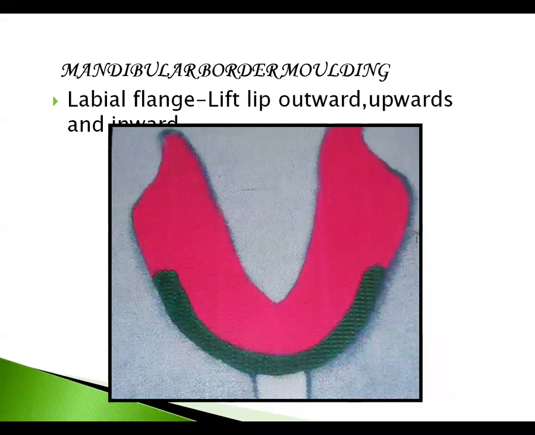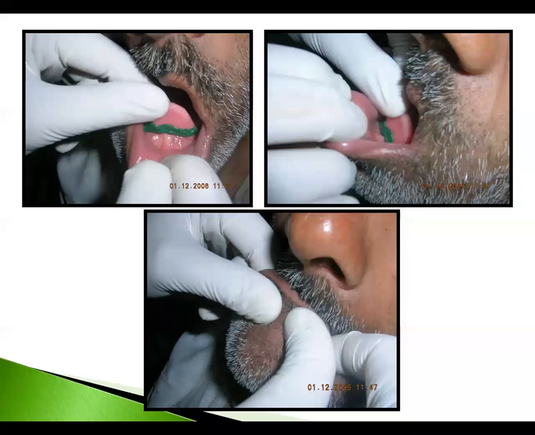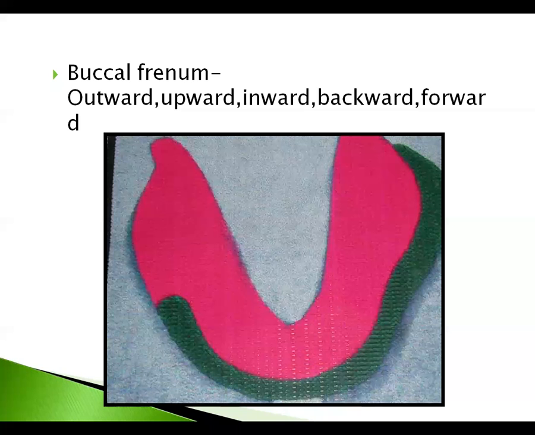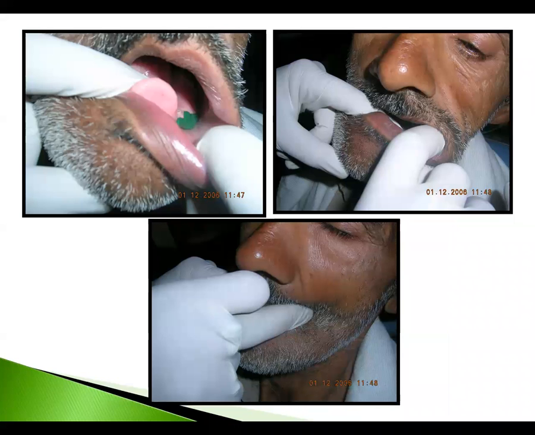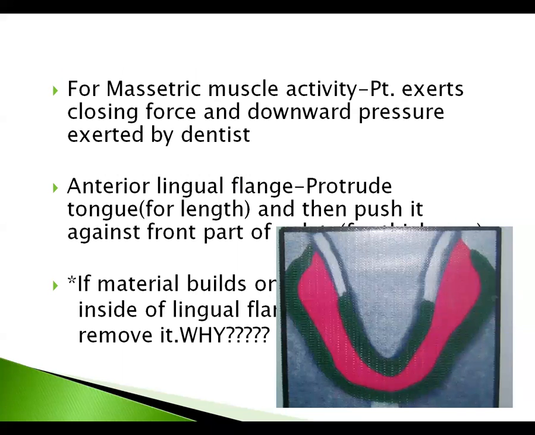The mandibular molding, same: lift the lip outward, upward, and in. Same outward. Here for the mandible, just use the movement of upward instead of down. Same buccal phenomenon: upward, inward, backward, and forward movement. For masseteric muscle activity, the patient exerts closing forces and downward pressure is exerted by the dentist.